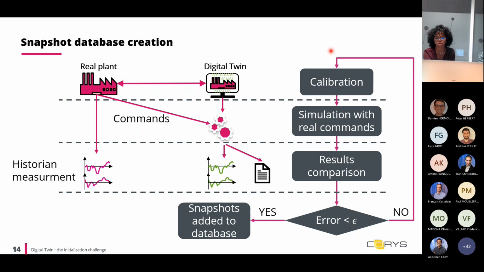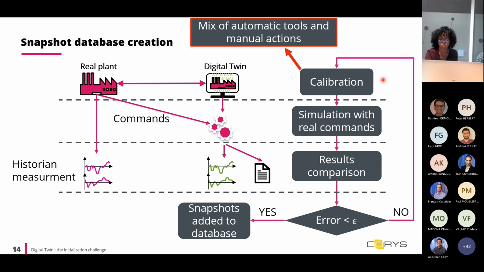Otherwise, we have to go back to the calibration phase to try to get the digital twin to have a more similar behavior to the plant. Just to say, this calibration now is a mix of automated and manual actions that, well, we are trying to make as automatic as possible, but it's not an easy task. But it's not a focus of this presentation either.